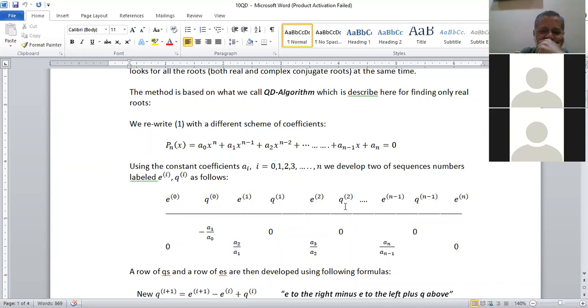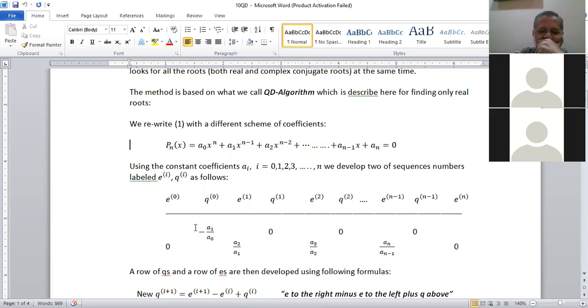Once we understand the structure of the headings and the columns, we develop the first row of Q values. So in the columns of Q, the first place is taken by the ratio of the coefficients A1 and A0 multiplied by minus 1, whereas every other Q value is assigned 0.